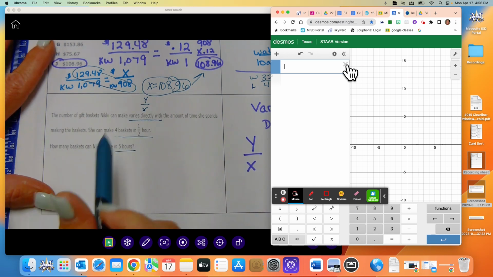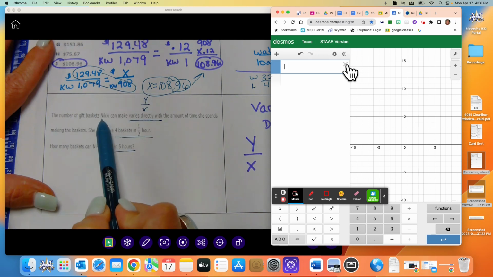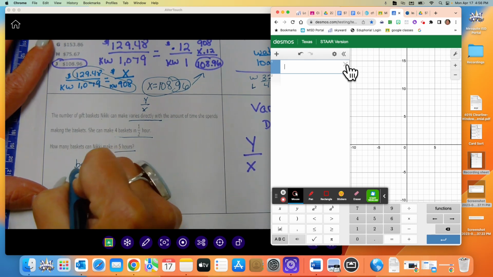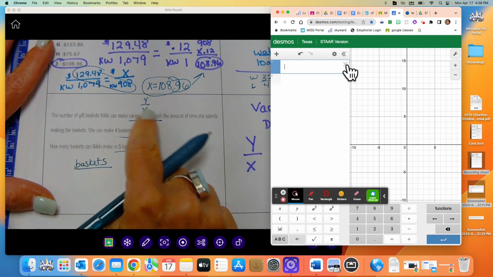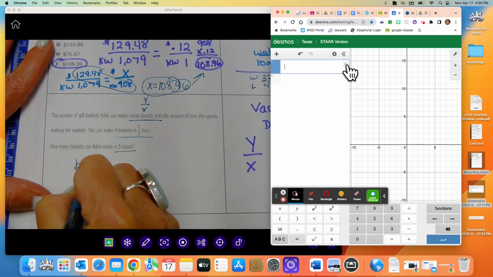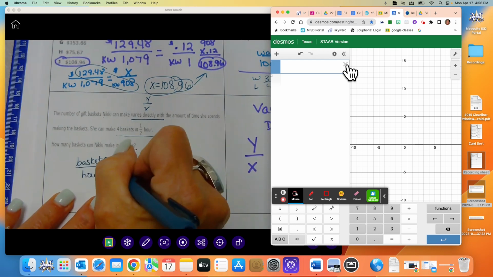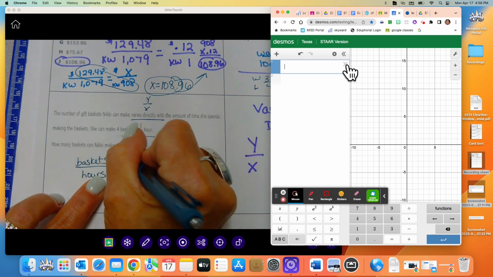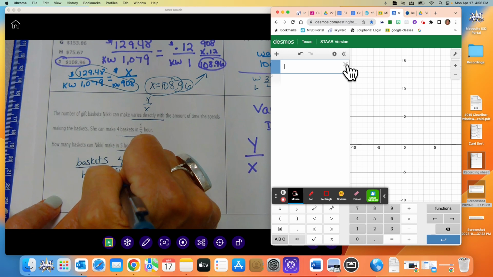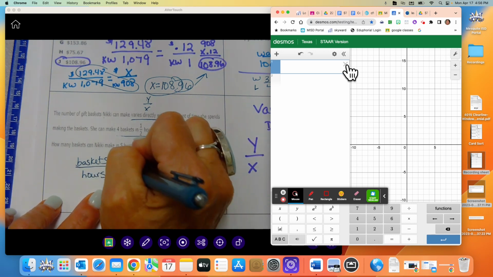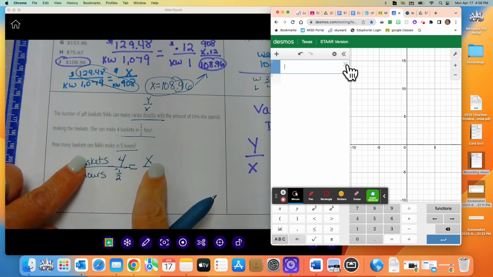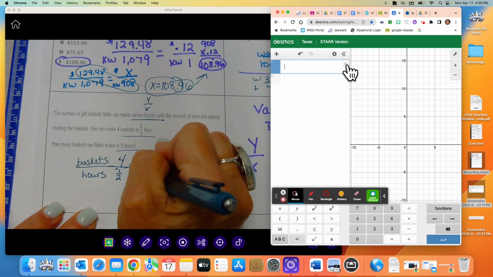Okay, so remember, it's going to go in order. The number of gift baskets she can make, so that's going to be our y. So I'm going to put baskets, varies with the amount of time she spends. So this is going to be hours because that represents how much time. So the baskets, we know she can make 4 baskets in 1/2 hour, is equal to, we want to know how many baskets. So we don't know how many baskets. So I'm going to put x in 5 hours.